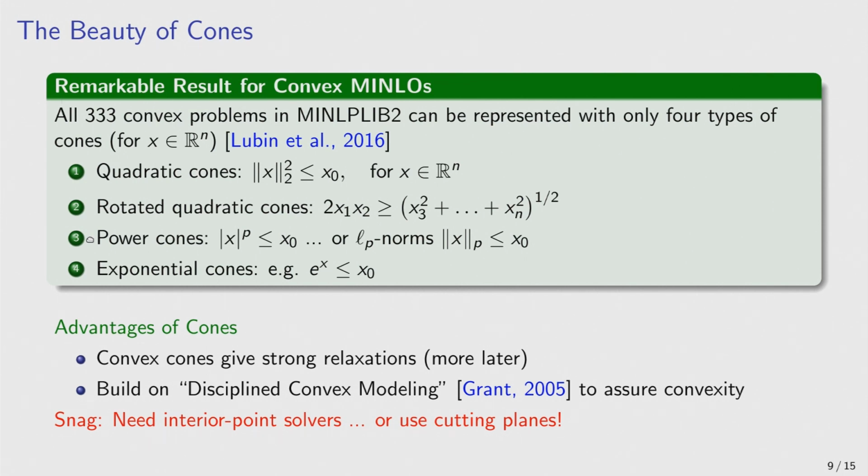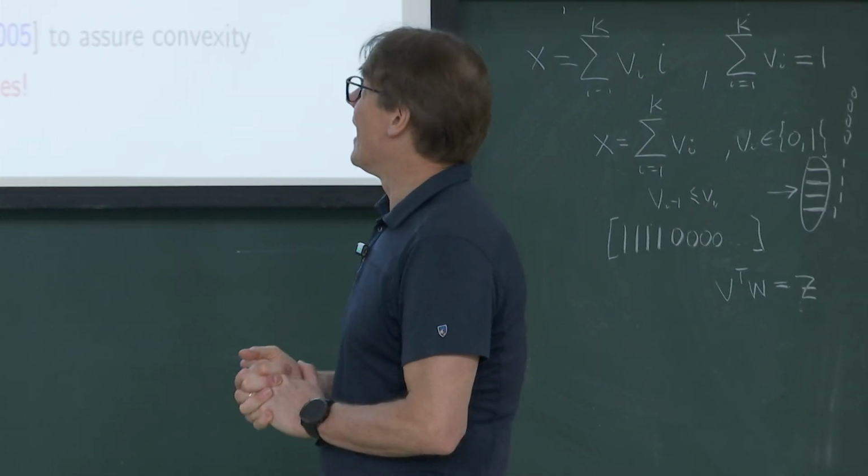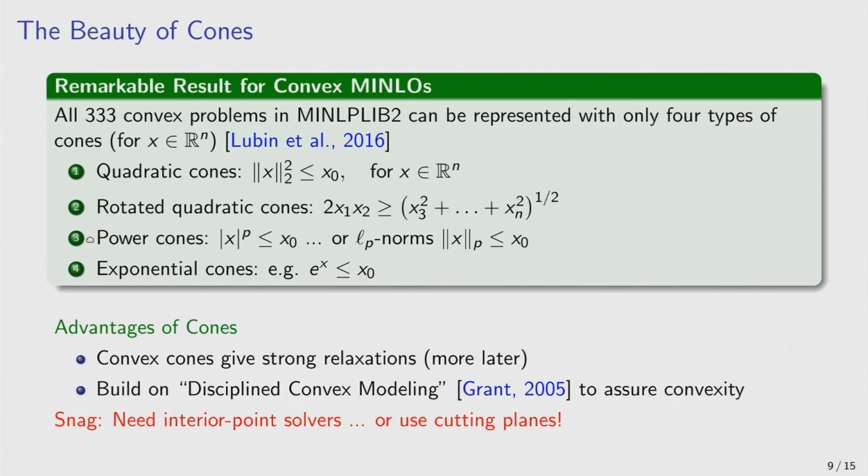And there's this really nice result that these cones are in a lot of problems. And I didn't believe that until I looked at it myself. So Miles Lubin and others looked at a lot of problems that are in an optimization library, MINLPLib2, and they showed that most of these problems can be represented by just 4 different cones. So even though there's an infinite number of nonlinear functions that you can compose, a lot of problems are conic problems.